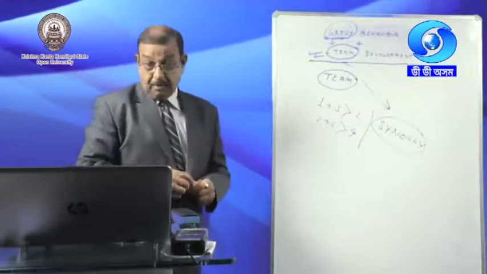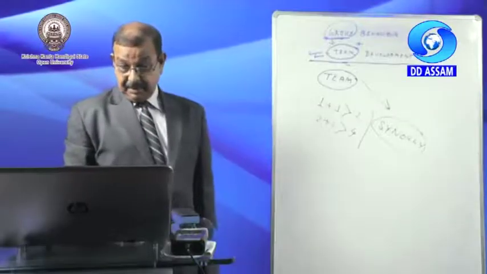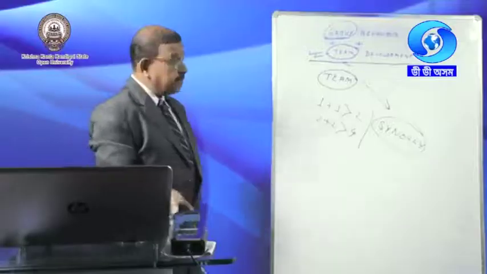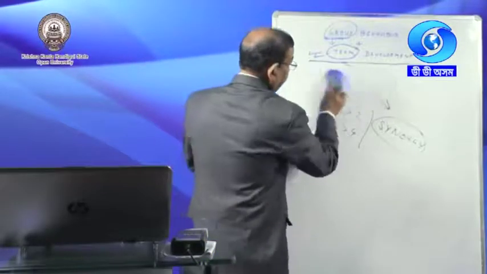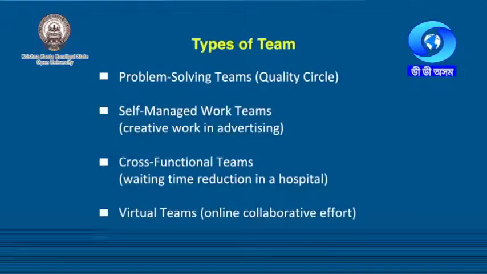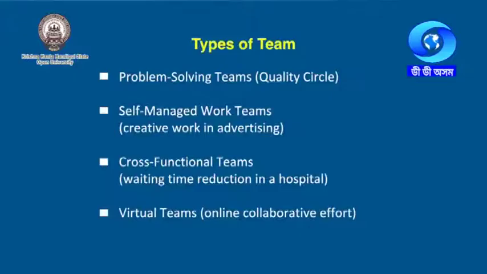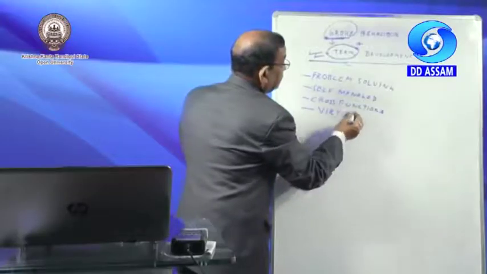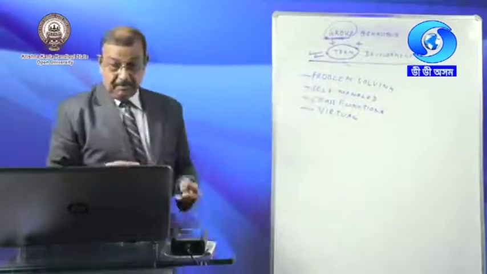Because the members have complementary skills, with that, they try to maximize their strengths. In an organization, we might find different kinds of teams. One could be the problem-solving team. One could be the self-managed work teams. Then say cross-functional teams. Then we can also talk about the virtual teams, right? Different types of teams.